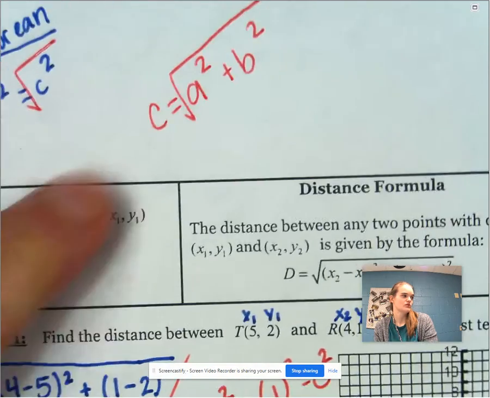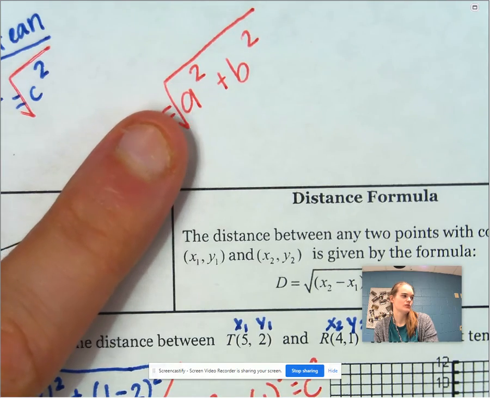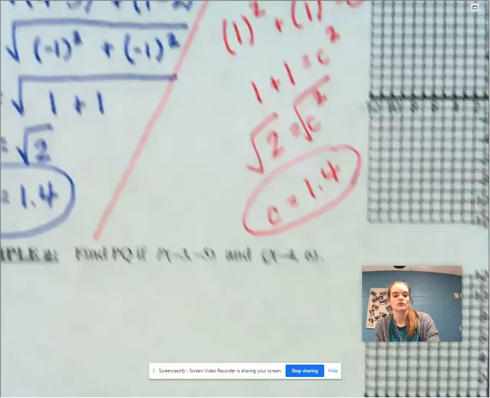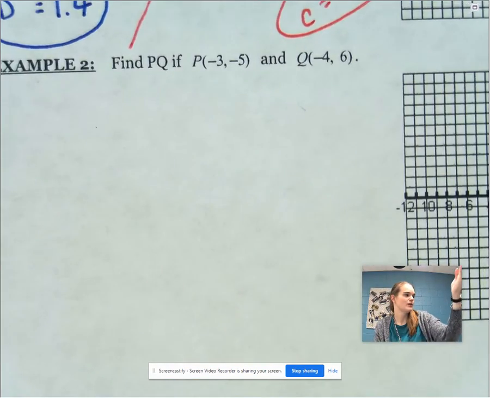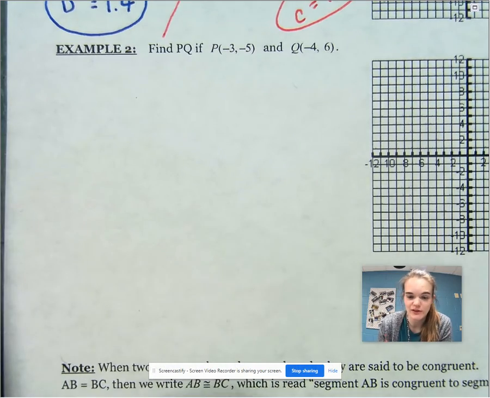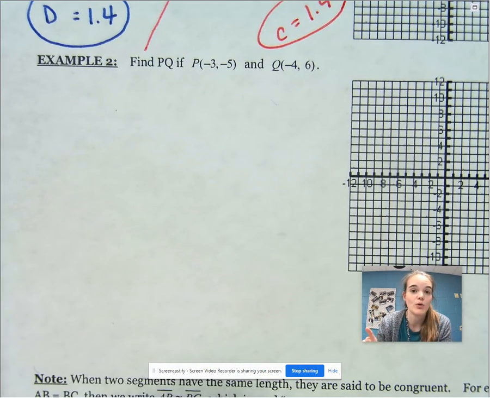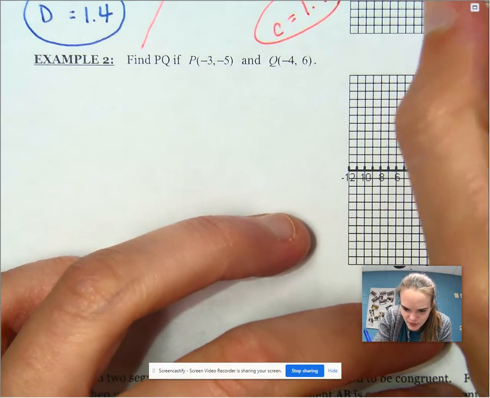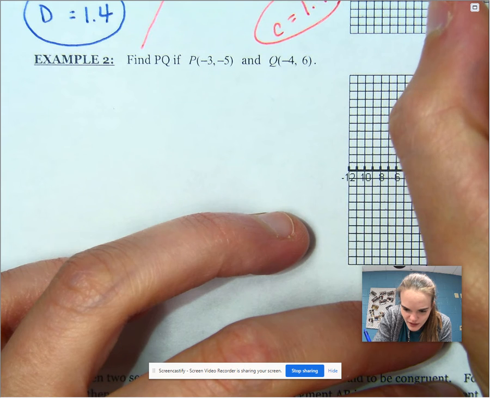Again, I could have just put it straight in here and did 1 squared plus 1 squared. I still would have got 1.4, but either way works. I want you to take a minute, pause, do example 2. Use either the distance formula or the Pythagorean theorem. I'm using both. You get to choose. I'm using both just to show you that both work. Negative 3, negative 5.